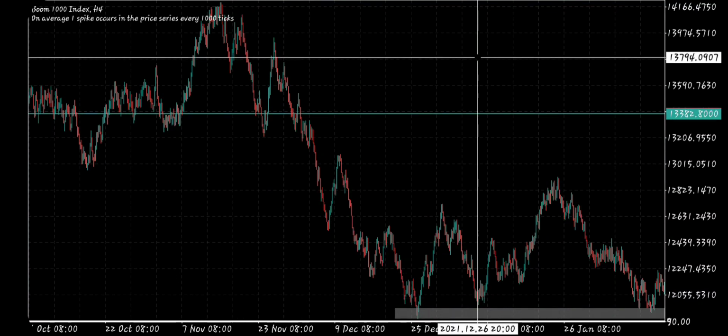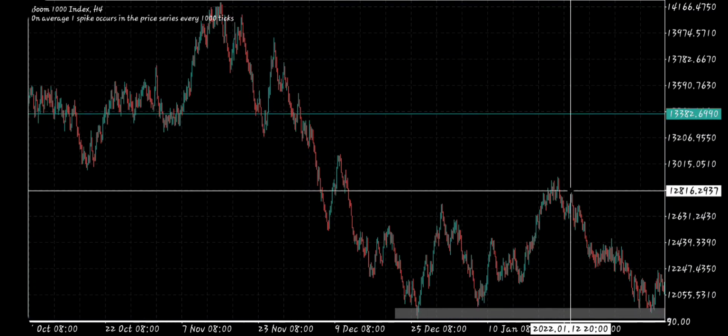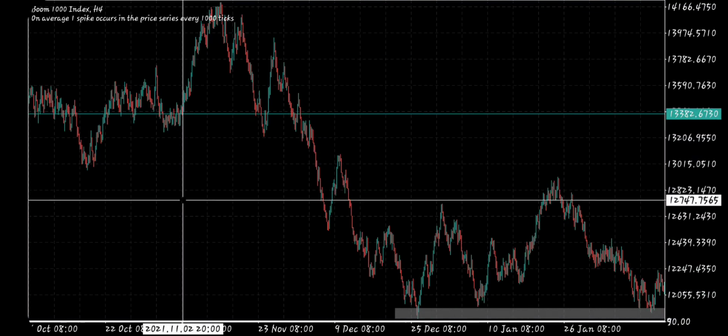I'm showing you something very powerful, guys. Double bottom is a very powerful chart pattern that we can really make good money from. Okay, now let's continue.